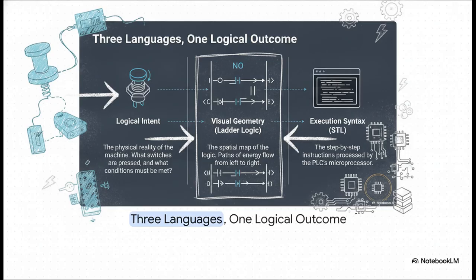As we dive in, you'll see we're dealing with three distinct languages, but they all produce one logical outcome. On the left, we've got the logical intent. Think of this as the physical reality, the actual buttons, safety gates, and sensors. Then, in the middle, we translate that physical reality into visual geometry, which is our ladder logic. This maps the actual paths of energy flowing from the power rail over to the output. And finally, on the far right, we have the execution syntax, or STL. These are the literal step-by-step instructions processed by the PLC's microprocessor. So our overarching goal is to move flawlessly from that physical button on the left straight through to the microprocessor code on the right. We want to make absolutely sure nothing is lost in translation.